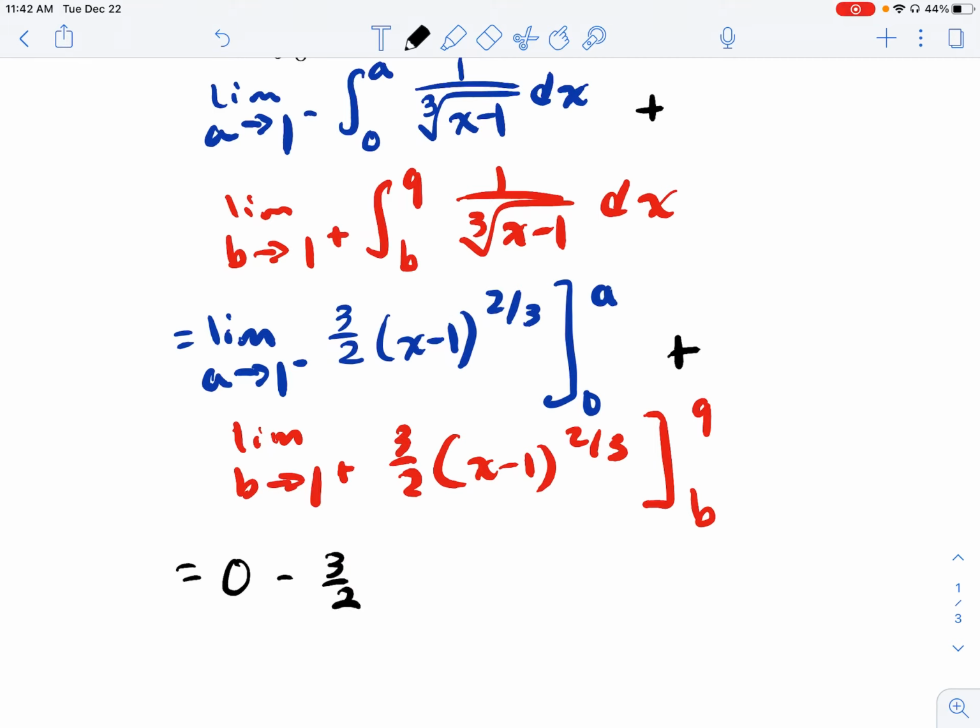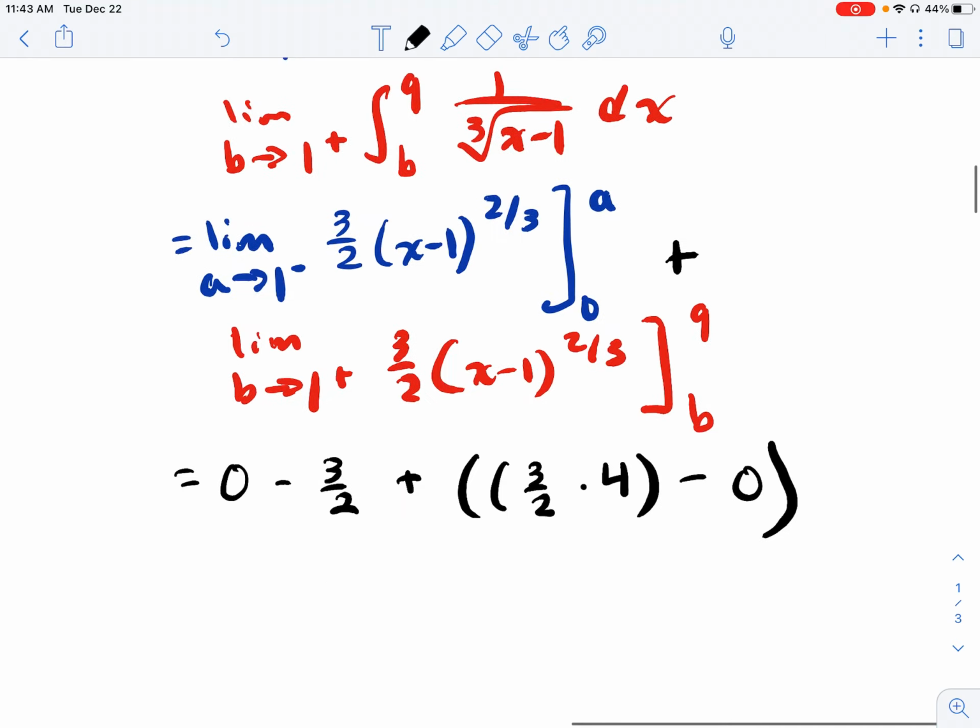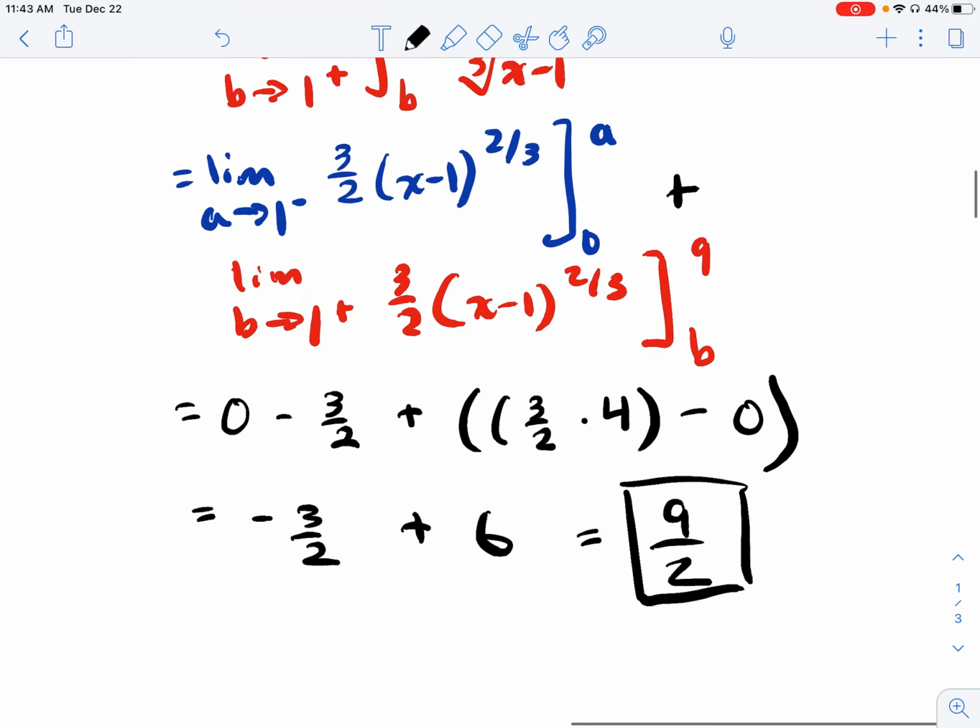And then plus over here, we've got 3 halves times, let's see, that would be 4 minus 0. And again, that 0 comes from us finding the limit of this entire function here. As we approach 1 from the right side, everything would just be 0. And so we can just say this is negative 3 halves plus 6, which would then be 12 minus 3. That's 9 halves. So there's our integral, right?